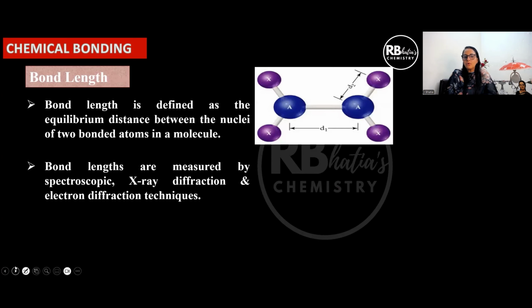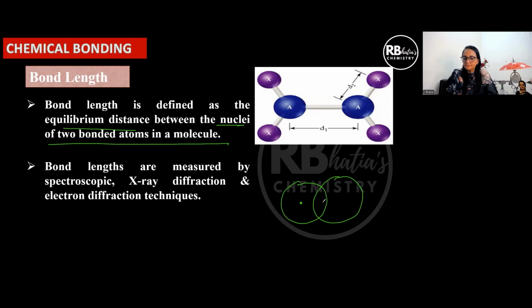Now, the first one is bond length. It is defined as the equilibrium distance. This word is very important. Between the nucleus of two bonded atoms. Like, let us suppose I have this chlorine and this chlorine. Any molecule you can consider, hydrogen, hydrogen, or chlorine, chlorine. So when the two atoms combine, the equilibrium distance between the nuclei is what we call bond length.